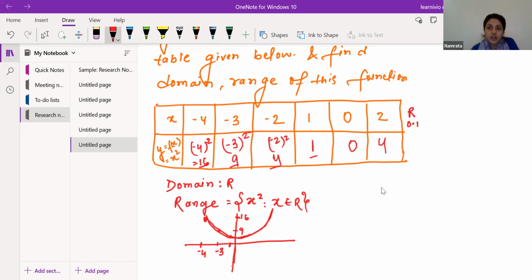Is it clear to all of you? Yes, ma'am. It's a function. When I started the concept of the function, I told you when we drop a vertical line, that vertical line must touch at only one point. Then only we can say it's a function. If it is touching at more than one point, then it's not a function. So just draw a vertical line anywhere, it will touch the graph only once. Okay.